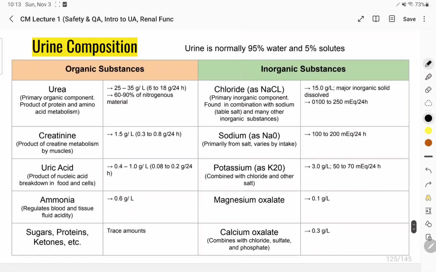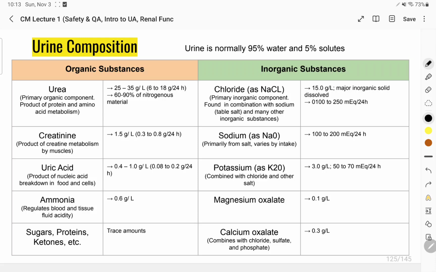So, urine composition: urine is normally 95% water and 5% solutes. Our solutes are divided into two, organic and inorganic. For organic substances, we have urea, creatinine, uric acid, ammonia, and also some sugars, some proteins, and ketones. Urea is the primary organic component. This is the product of protein and amino acid metabolism. So this is the major organic component.